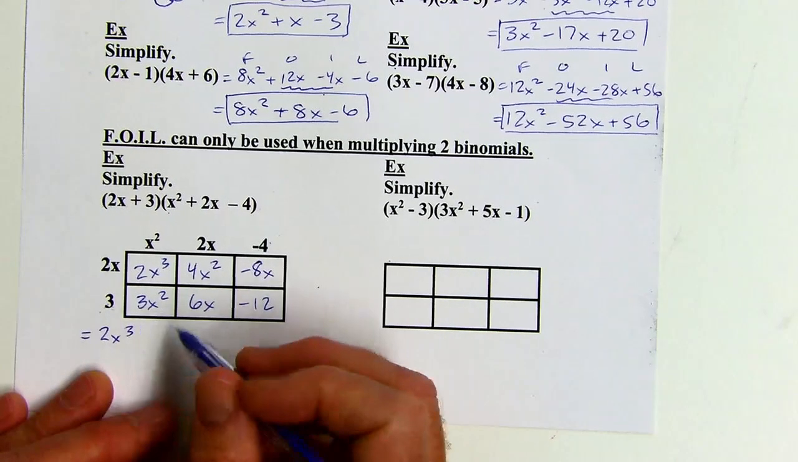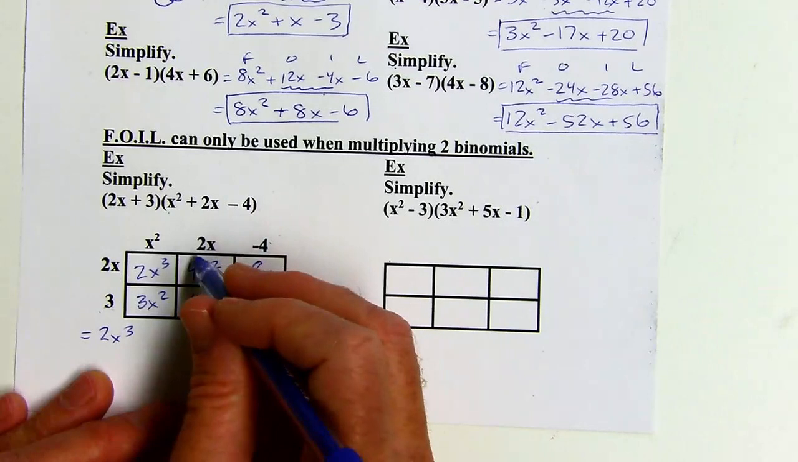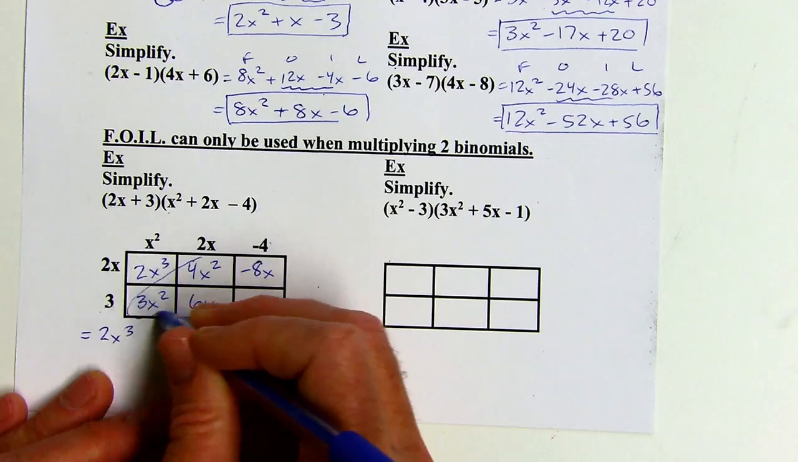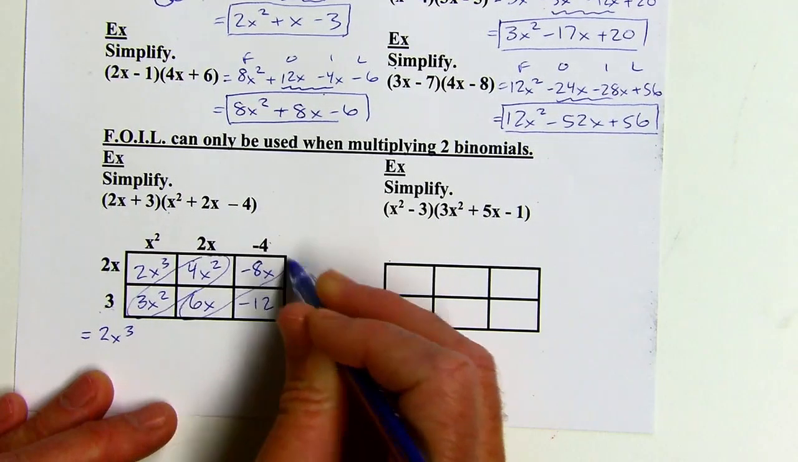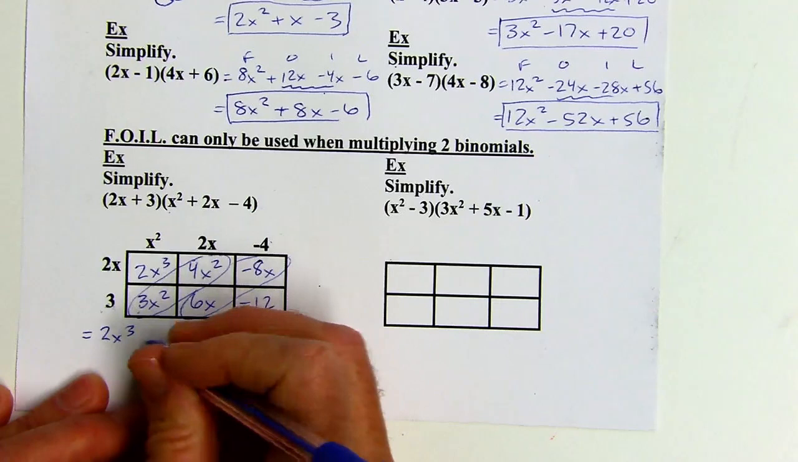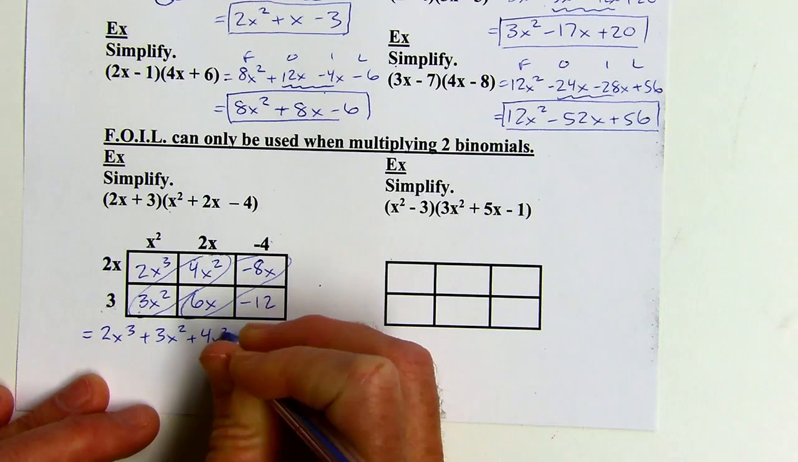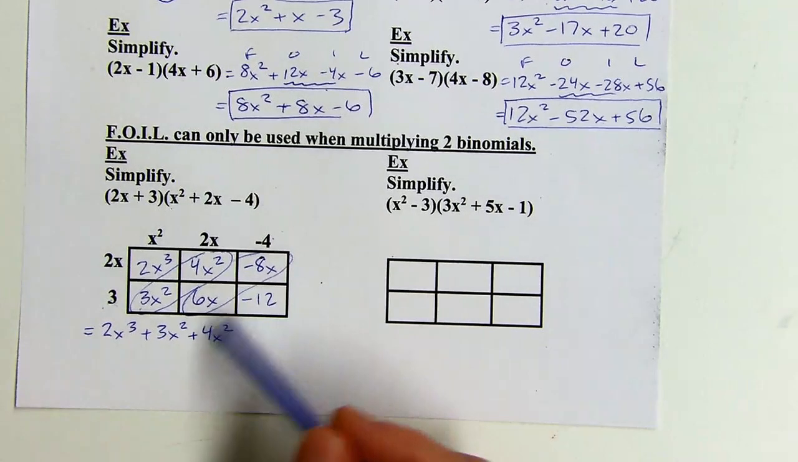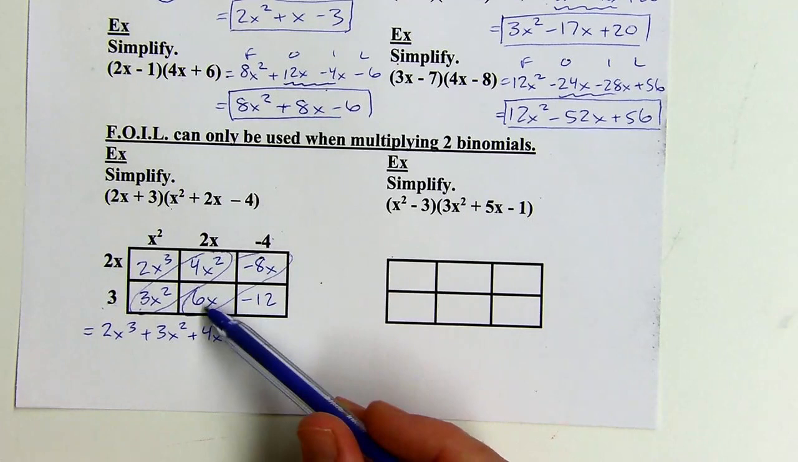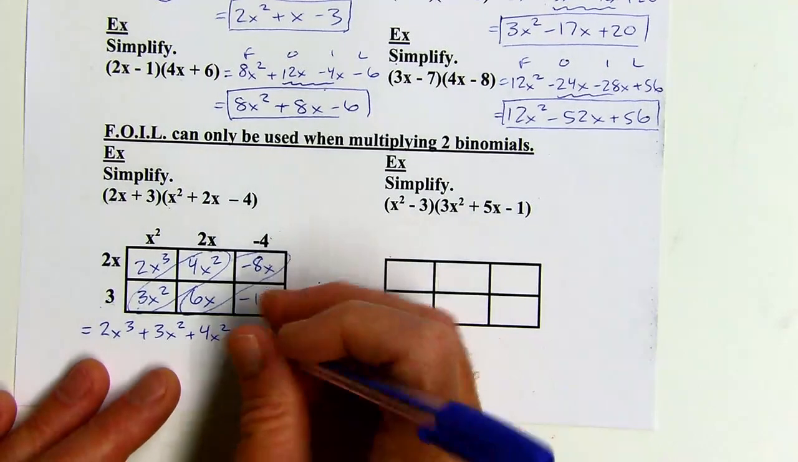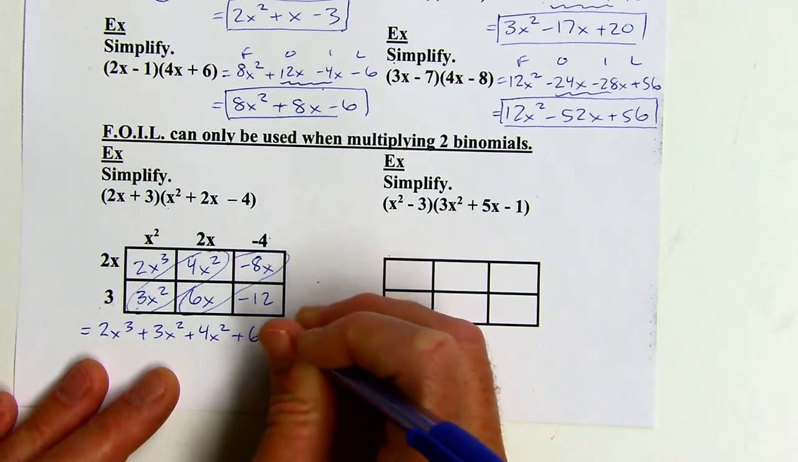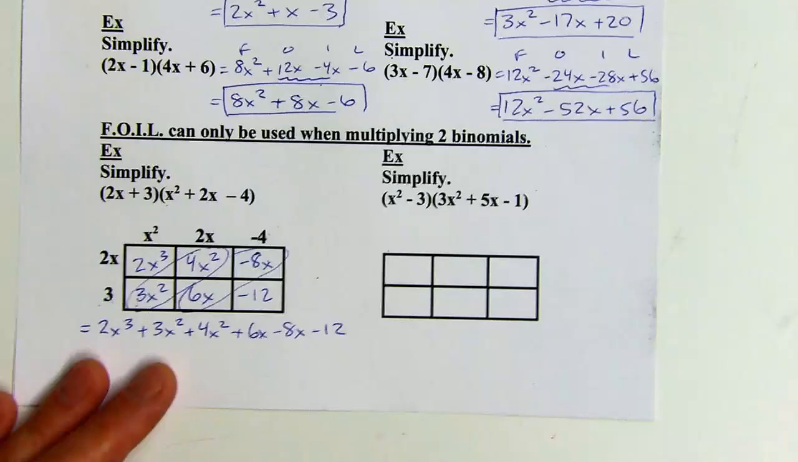I'm kind of looking for like terms. I'm going to put them next to each other. Often, not always, but often the like terms are on these diagonals. So I've got a 3x squared and a 4x squared. I'm putting this in order from highest degree to lowest degree as I go, too, because I know I'm going to want to do that eventually. Then I've got a 6x and a negative 8x. And finally, the negative 12.